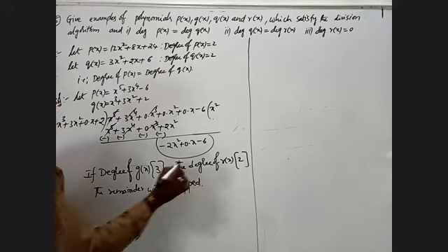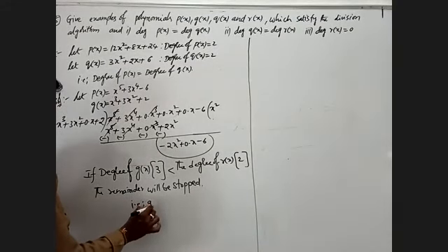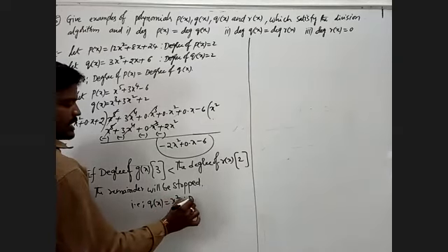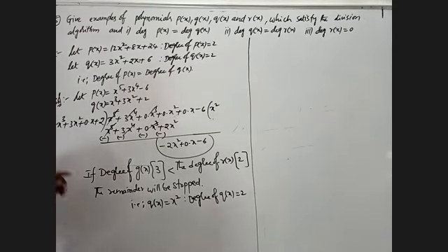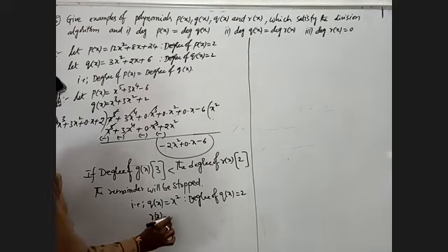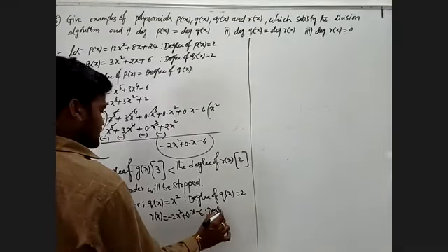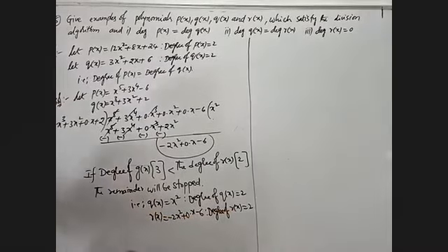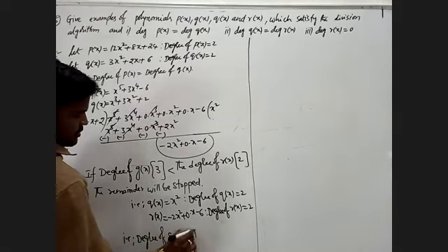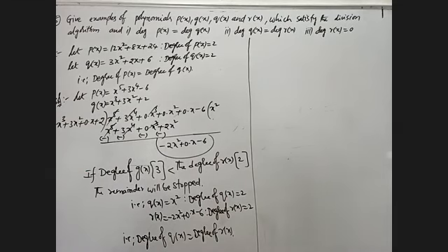Here, the second one will prove degree of q(x) equal to degree of r(x). First we will write the quotient q(x) is equal to x square, and I will write degree of q(x) is equal to 2. After that, for the remainder r(x) we write minus 2x square plus 0 into x minus 6. And also we write degree of r(x) is equal to 2. Well, both degree of q(x) is equal to degree of r(x). That is, degree of q(x) is equal to degree of r(x).